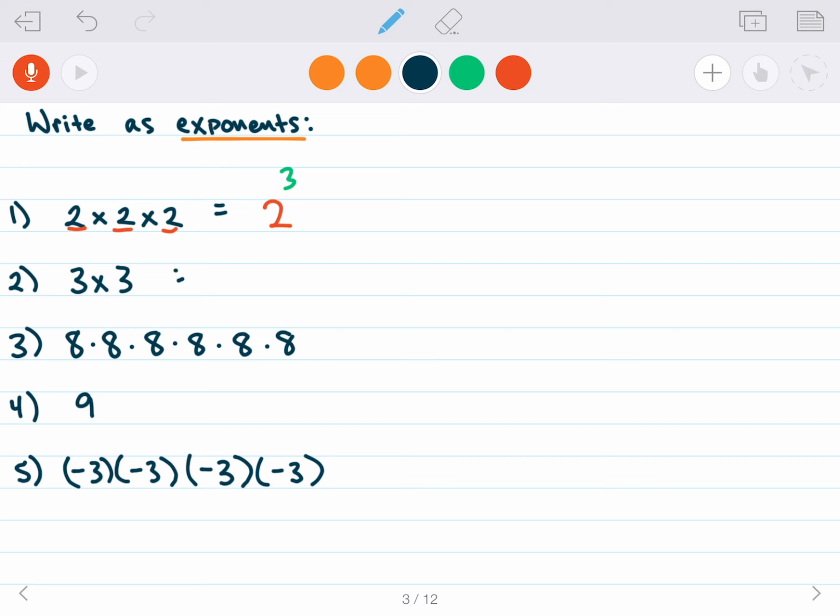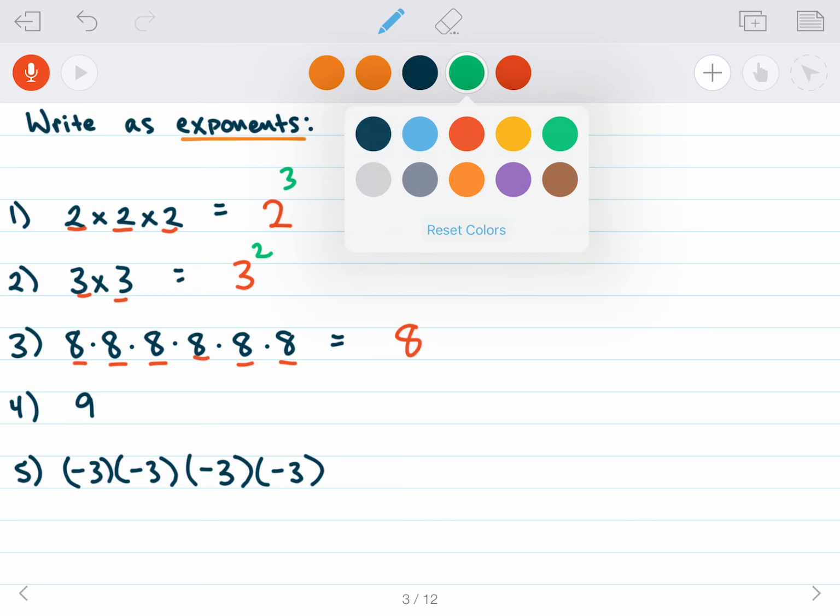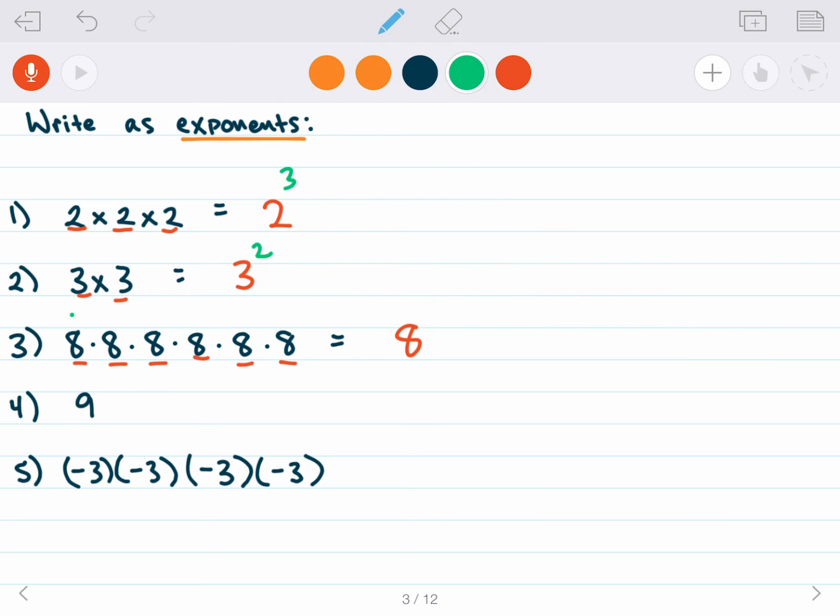Okay, let's look at number 2. What is our base? Our base is the number that's being multiplied by itself, so that's 3. How many times is it multiplied by itself? It's multiplied by itself 2 times, so that is our exponent. All right, looking at number 3, we have 8 times 8 times 8 times 8 times 8 times 8. So our base is 8 because that's the number being multiplied by itself, and our exponent is going to be, let's see, 1, 2, 3, 4, 5, 6. It's going to be 8 to the 6th power.